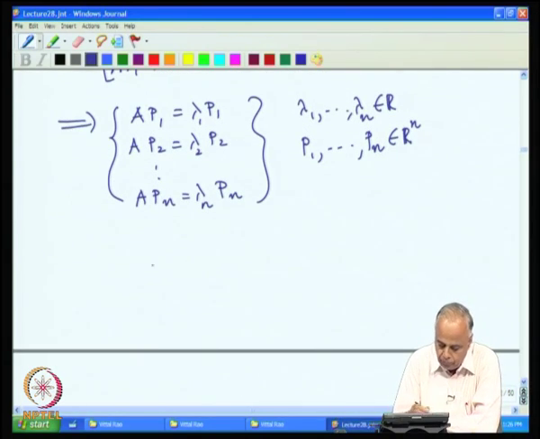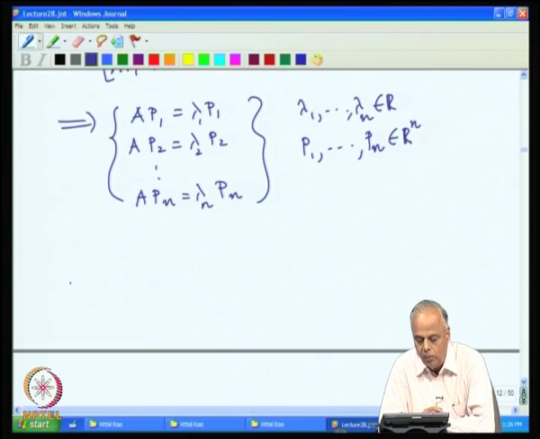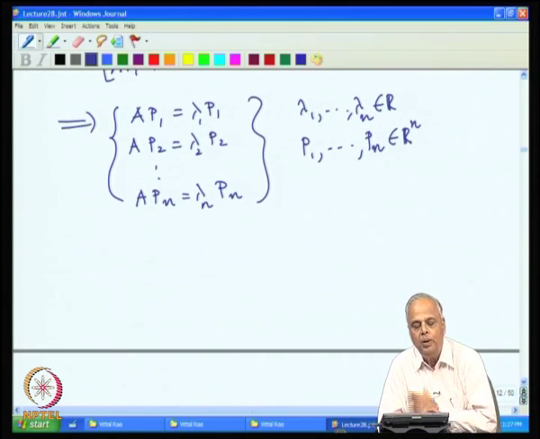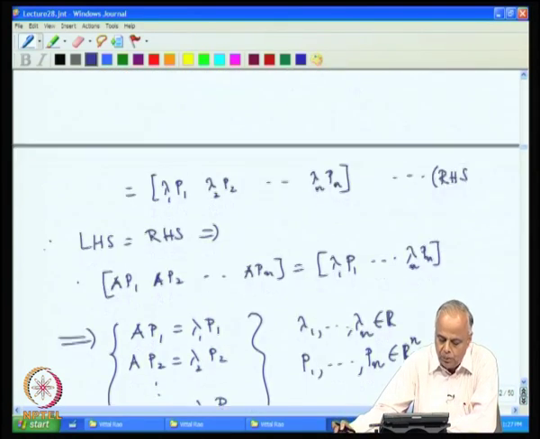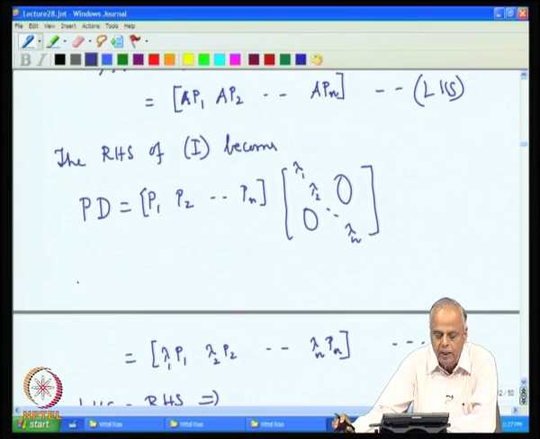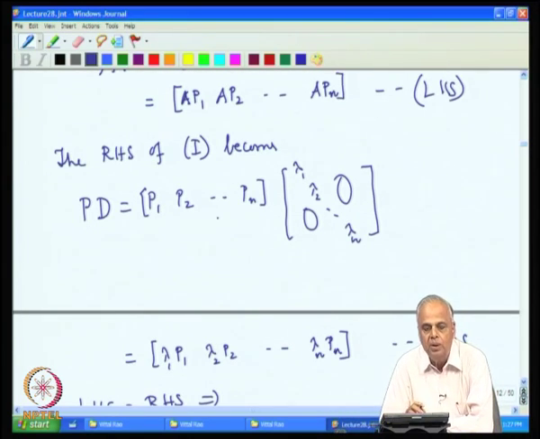Now, therefore, we have found n scalars lambda 1, lambda 2, lambda n and n vectors P 1, P 2, P n such that A P 1 is lambda 1 P 1 and so on. Not only that, these vectors P 1, P 2, P n must be linearly independent because they form the columns of an invertible matrix. Therefore, the rank must be n.